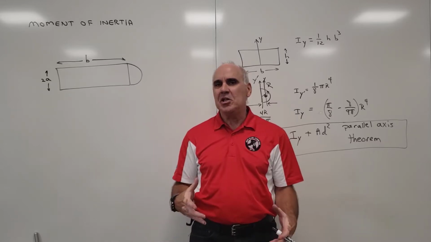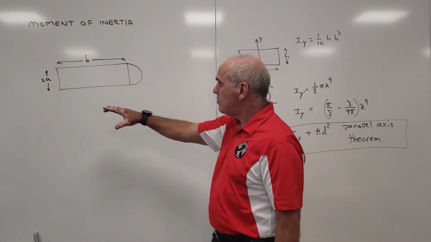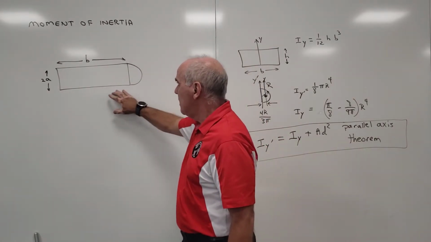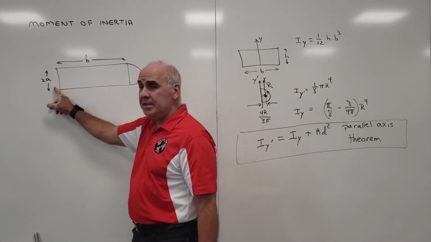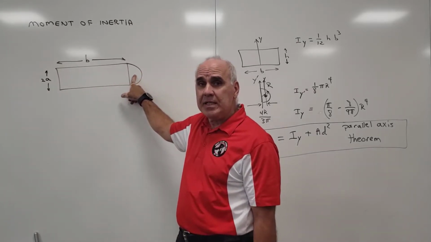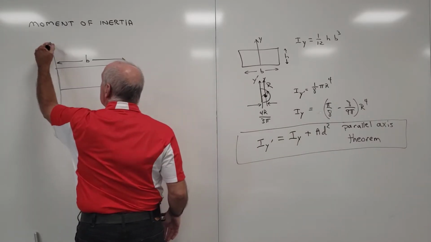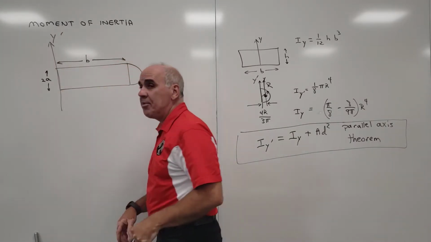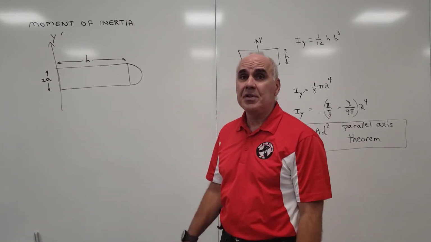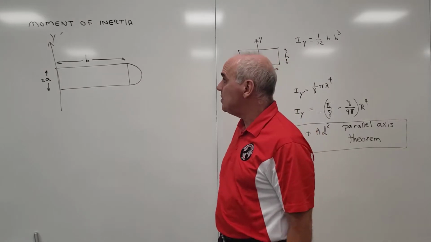All right, everybody, let's take a look at an example of finding the moment of inertia of a shape. What I've got here is a rectangle with a height of 2a and a length of b, and I've attached a semicircle to that. What I want to find is the moment of inertia about this axis right here, which I'm going to call y prime, because that's not through the center of mass of either of these shapes, nor is it through the center of mass of the combined shape, right?